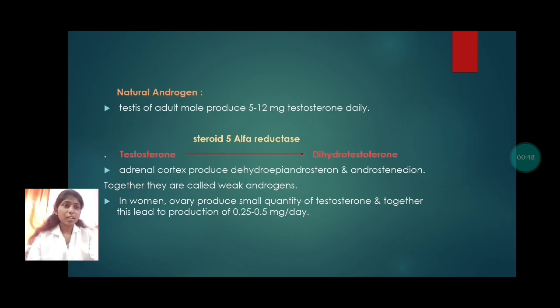Testosterone is converted into dihydrotestosterone by the enzyme 5-alpha reductase. The adrenal cortex produces dehydroepiandrosterone and androstenedione. Together they are called the weak androgens. In women also, testosterone is produced by the ovary in small quantity, and together this leads to the production of 0.25 to 0.5 mg per day.